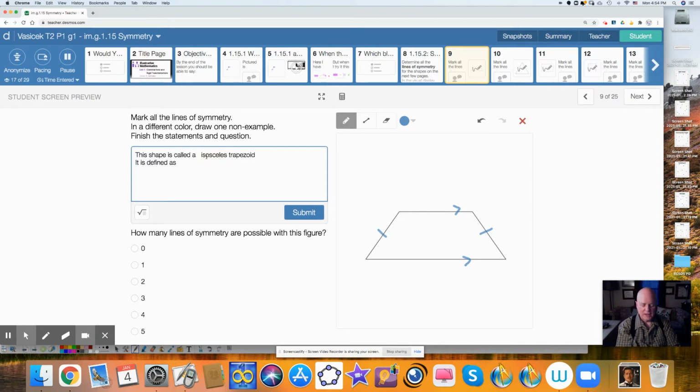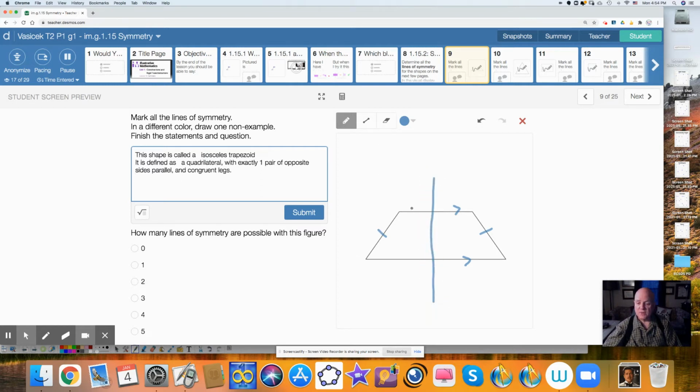It is defined as a quadrilateral or a 4-sided polygon with exactly one pair of opposite sides parallel and congruent legs. The only figures that we have that have legs are a right triangle, an isosceles triangle, and a trapezoid. A trapezoid can have legs because the two sides that are not parallel are called legs. And here this has one line of symmetry.